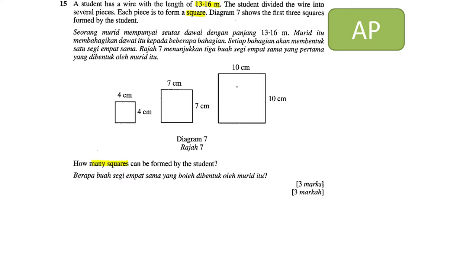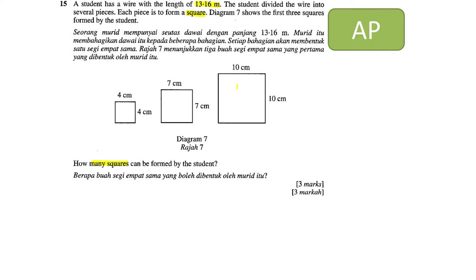Can you please tell me this 13.16 meter, what is that actually? If you want to use the total formula, is that a Tn or Sn? Sn. How do you know that one is Sn? Is that a total? Yes, that is a total. Why? Because the wire has a total length of 13.16 meter.